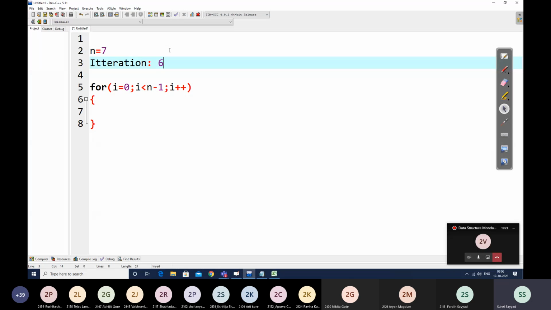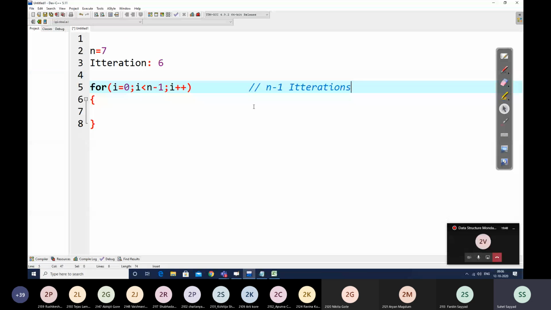So what will be the possible values for i? 0, 1, 2, 3, 4 and 5, which means a total of 6 values. So we'll have total 6 iterations. This loop gives us n minus 1 iterations. Is it understood?